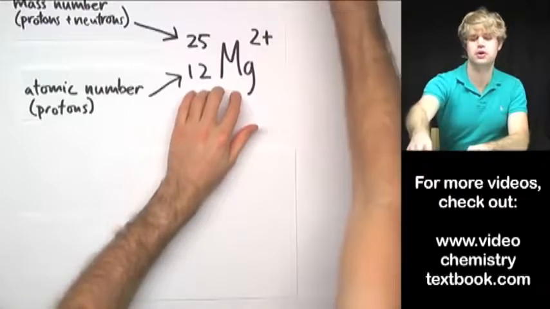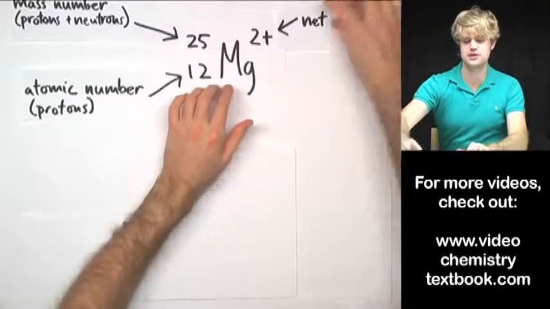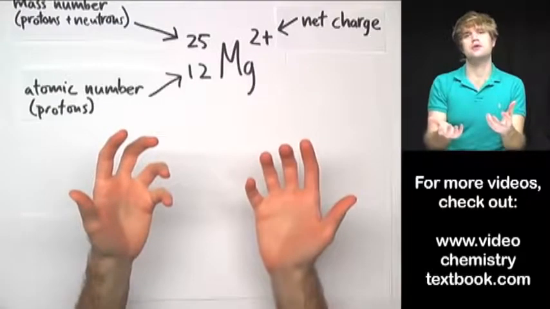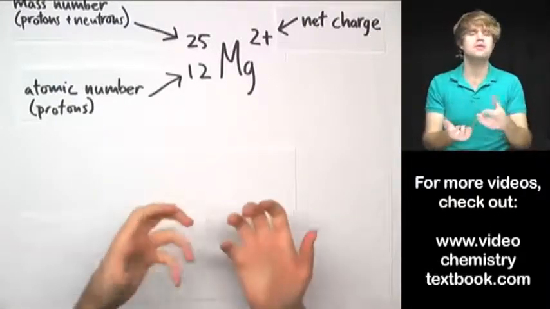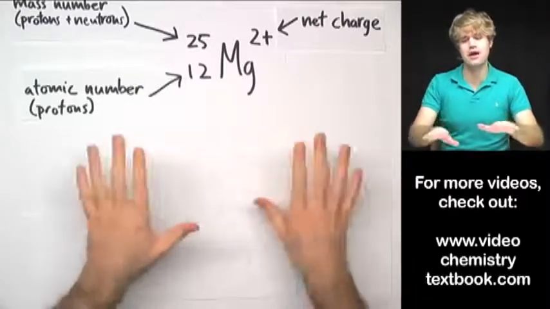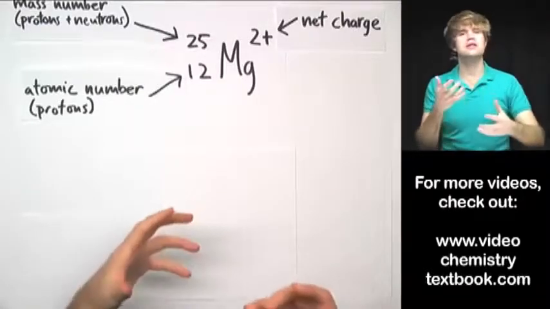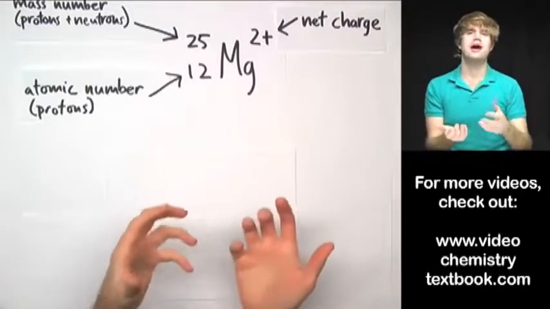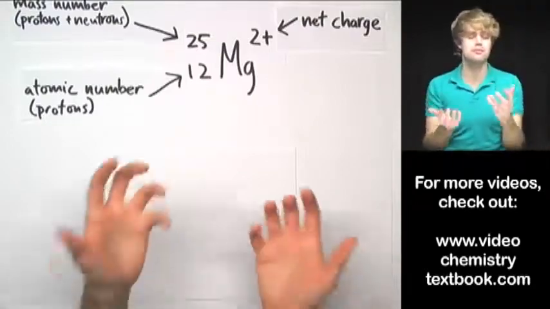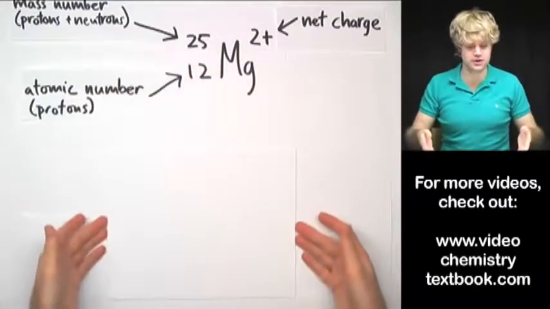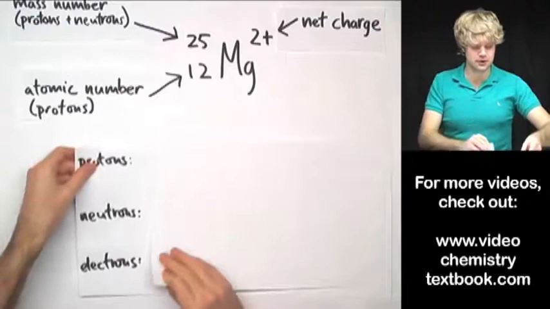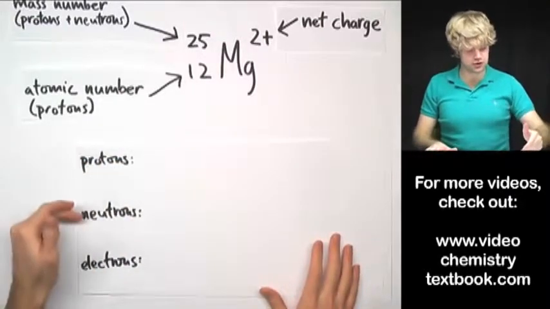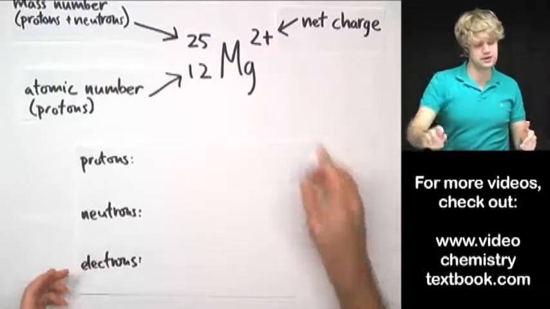Then we've got 2 plus here, and this represents the net charge of this atom. So we've got protons and electrons, and they balance each other out. If we have the same number of protons and electrons, we have a net charge of 0. But unless we have the exact same number of protons and electrons, the atom is going to have a charge that's a little bit negative or a little bit positive, and that's what the net charge represents. When we write something in isotope notation, it's usually because we want to find out the number of protons, neutrons, and, as I said, sometimes electrons if you're adding the net charge in here.